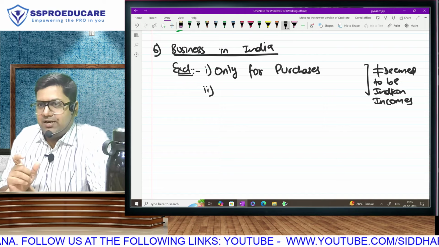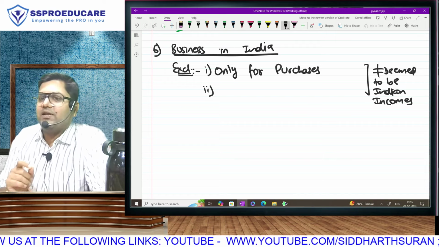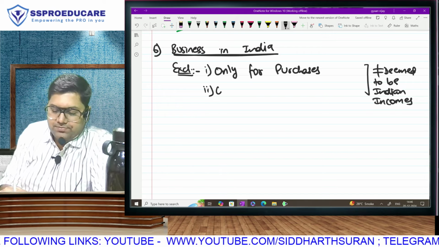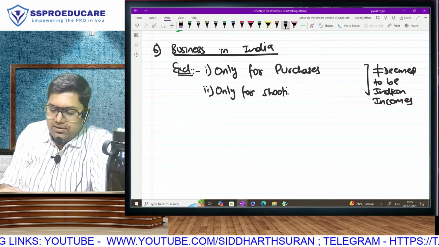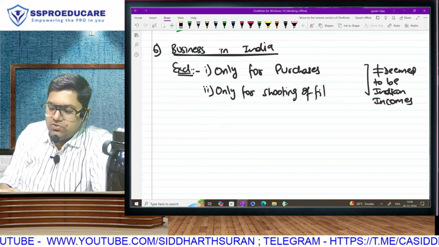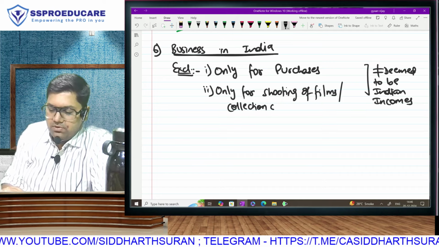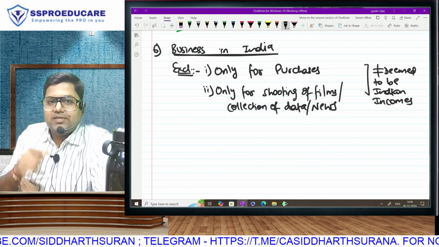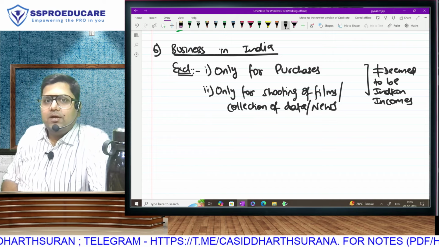So, if your business is set up in India, it is going to be considered as Indian income. However, it will not include an activity which is limited to purchases, and it will also not include any activity relating to shooting. Arey, shooting means not Salman Khan, shooting of films or collection of data or news. If your activity is limited to this, it won't be considered as Indian income.